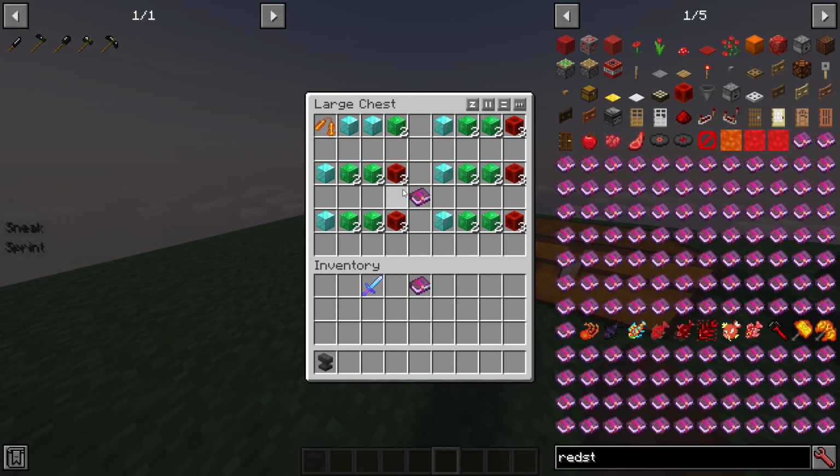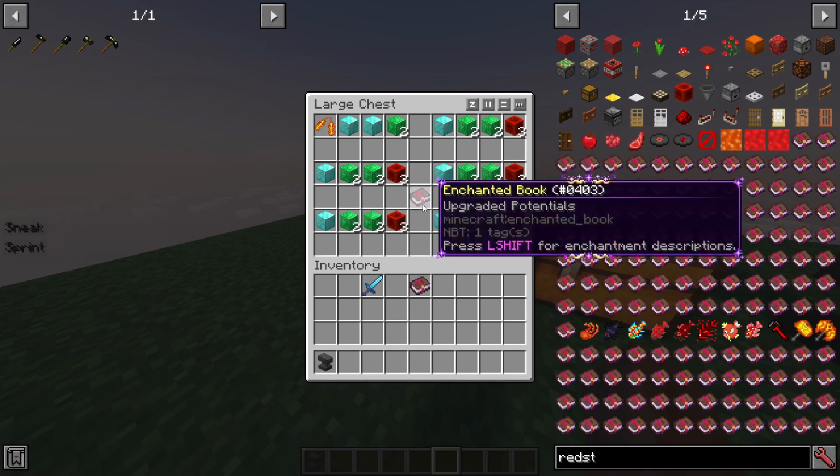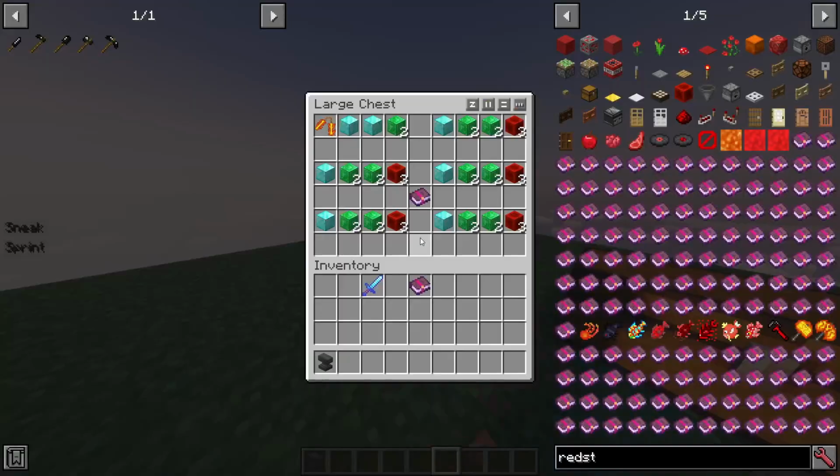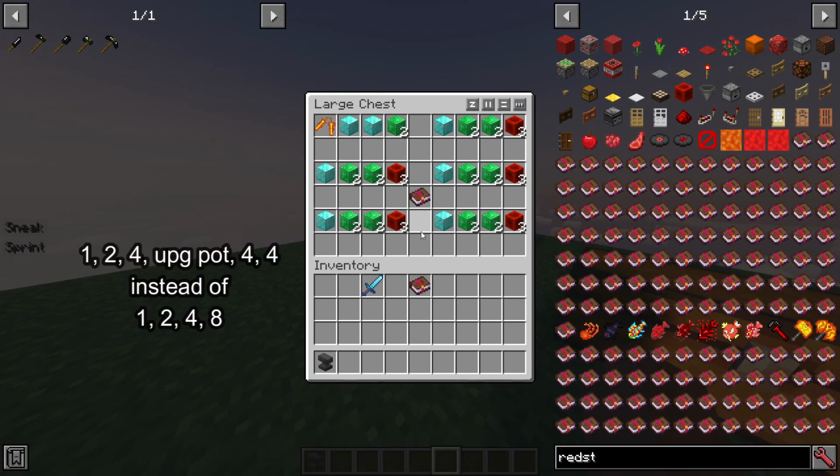Now there's one strat that makes it even cheaper, and you can probably see it already because the blocks are different than here. You can stop the 1, 2, 4, 8 method at the 4.